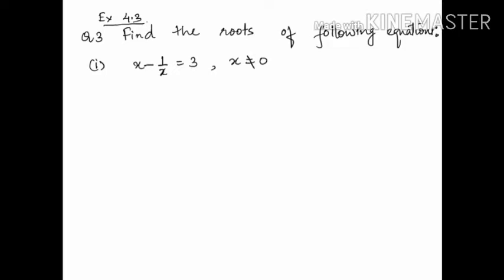This is a problem taken from exercise 4.3, question number 3. Find the roots of following equation. The first step is always to write the given equation in the standard form. So we will multiply this equation by x. So we will get x square minus 1 equal to 3x.